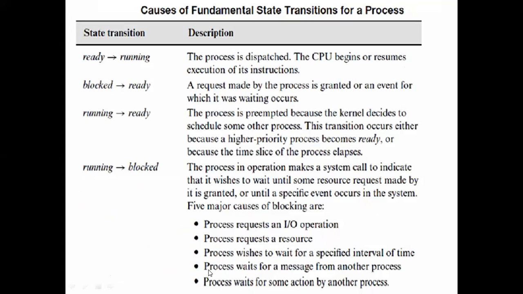As we have only 2 minutes remaining, let me wind up the class here itself, so you can join for the next class where we will discuss the causes of the fundamental state transitions for a process.